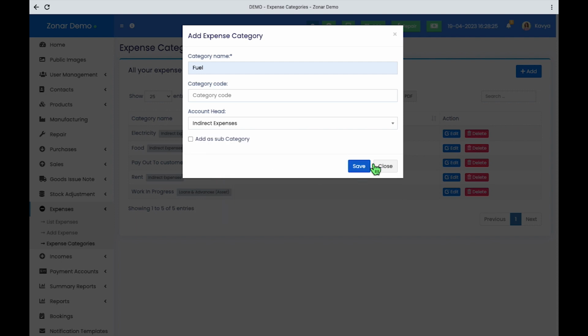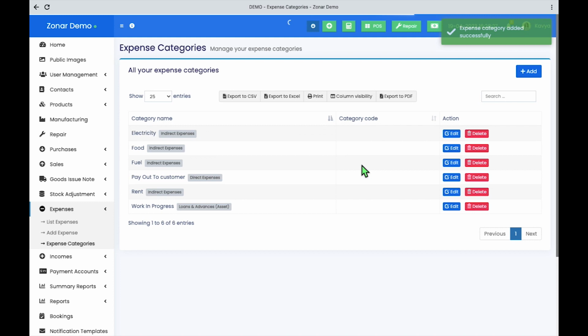Then select Save. This is how the expense categories need to be added.